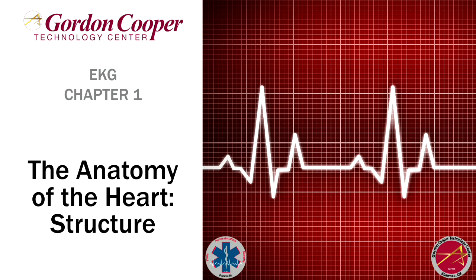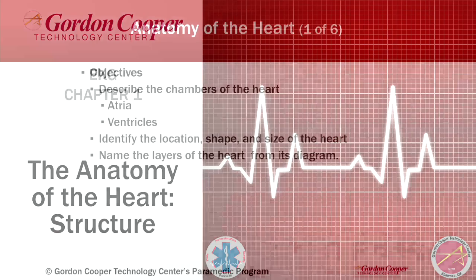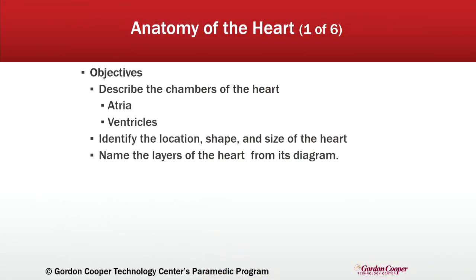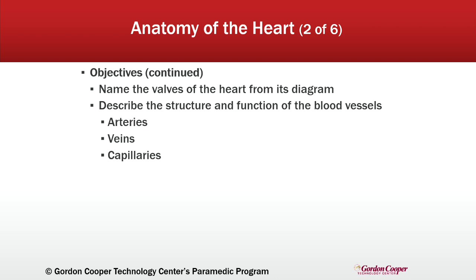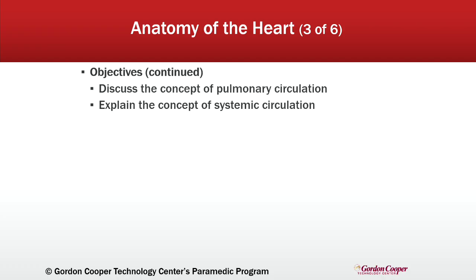Okay, this is EKG Chapter 1, the anatomy of the heart structure. For a lot of you, this is going to be review. However, we're going to go ahead and hit all of it. We're going to talk about the chambers of the heart, the atria and the ventricles, the location, the shape, the layers of the heart, the names of the valves. We're going to talk about arteries, veins, and capillaries. And then we're going to discuss pulmonary and systemic circulation.